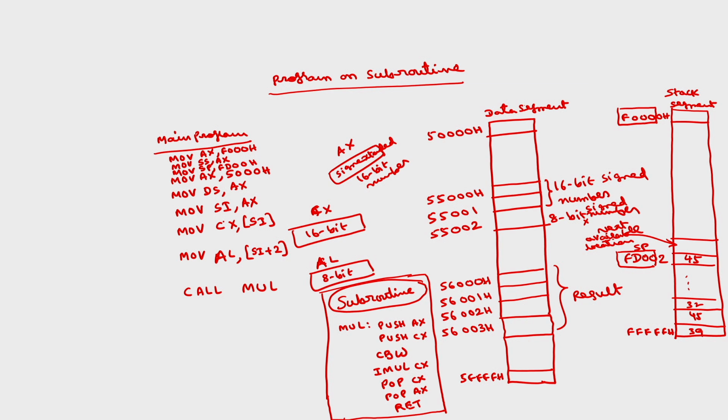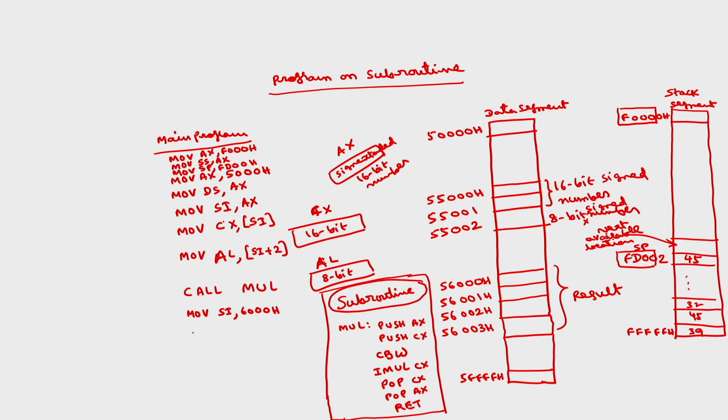So here in the main program, what is left now? Only storing the result. Okay. So here I am storing the result, move SI comma 6000, because I want to store the result in the memory locations with the offset starting from 6000 to 6003. So here the result will be there after IMUL CX in DX and AX.